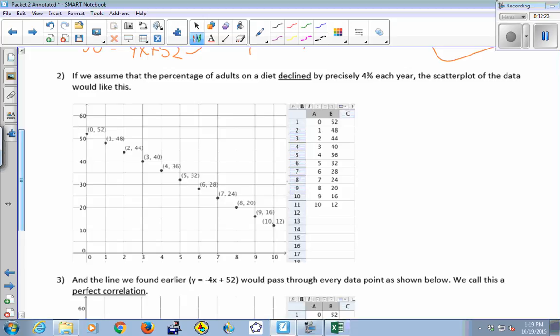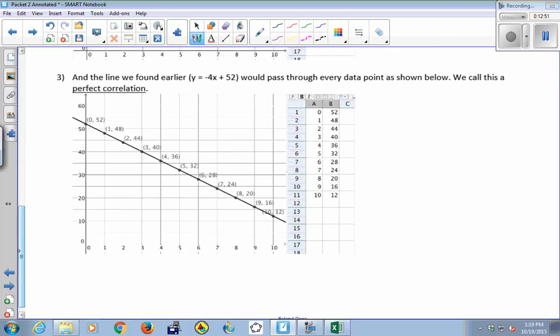So if we assumed that the percentage of adults on a diet declined by exactly 4% each year, the scatter plot of the data would look like this, right? We'd start at 52 and we'd subtract 4 and get 48, subtract 4 and get 44, subtract 4 and get 40, etc. Just keep subtracting exactly 4, and you would end up with a scatter plot that looks like a perfect line. You can draw a line right through all of those points. Okay, so that perfect line is y equals negative 4x plus 52. We found it earlier. And it would pass through every data point perfectly. We call that a perfect correlation.